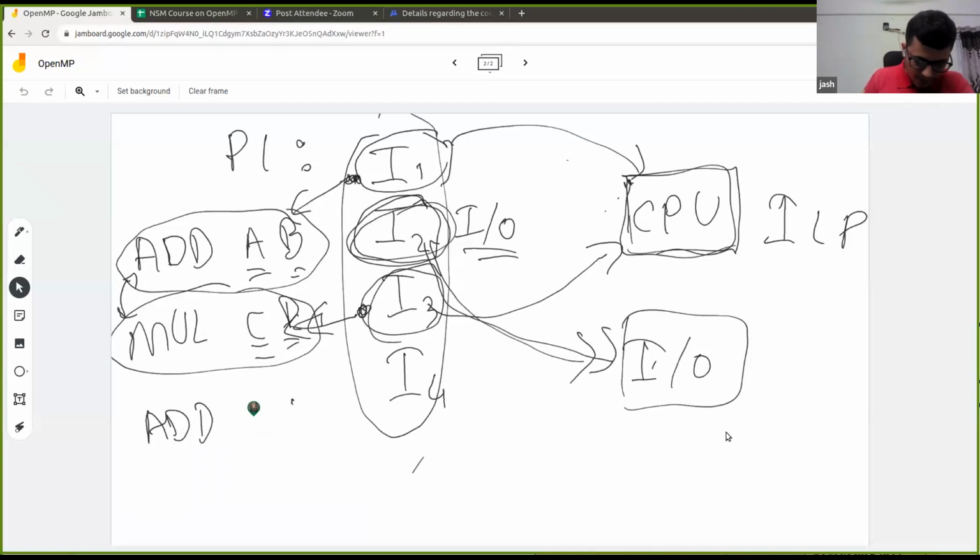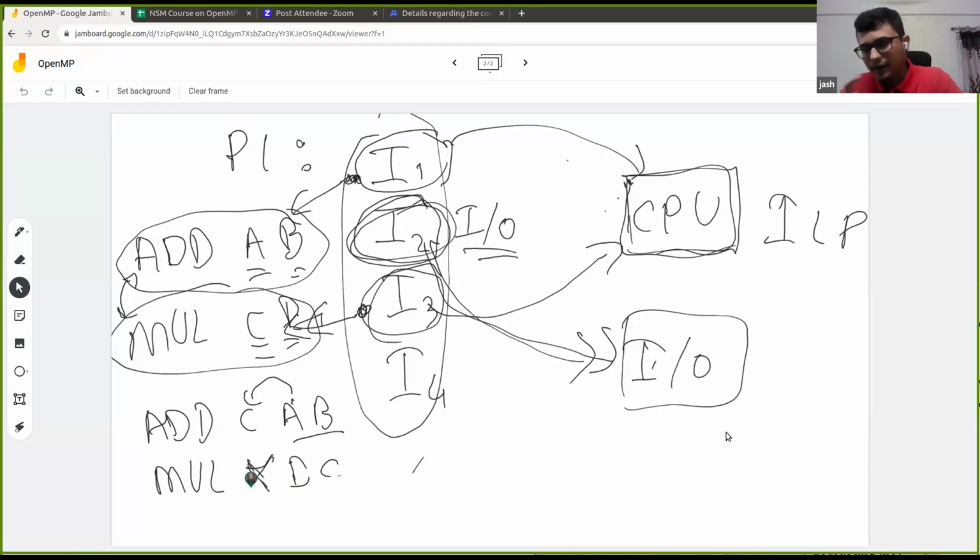So if we are adding A and B and putting the result in some variable, let's say C, and there is a next instruction, multiplication, which uses C to place a result in some variable, let's say X, then this is not possible, right? So then we can't parallelize these two instructions. So this is what it is.